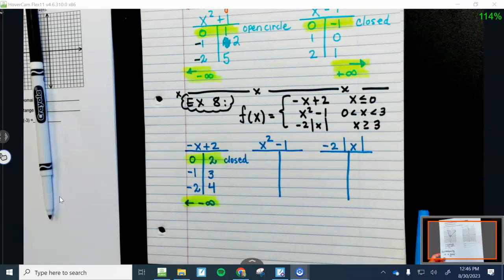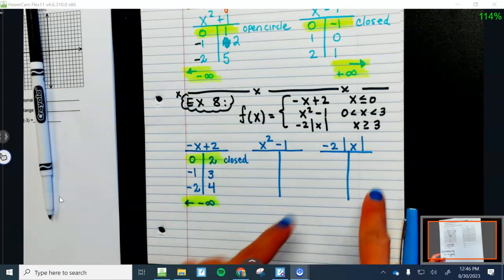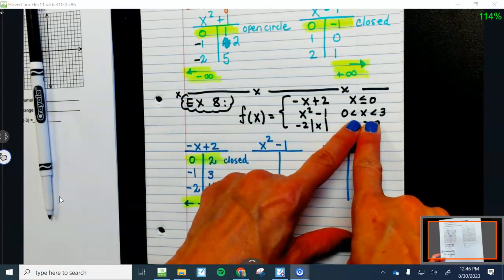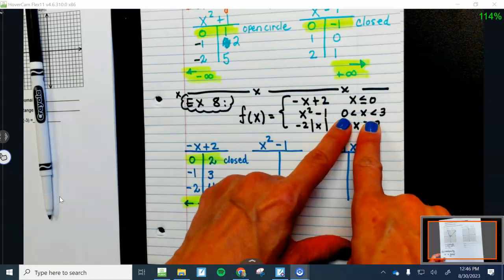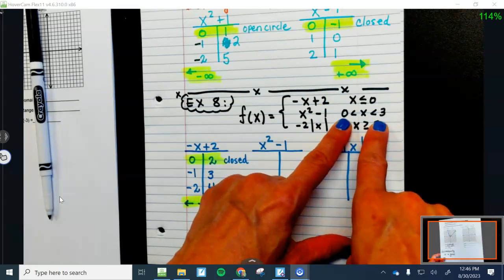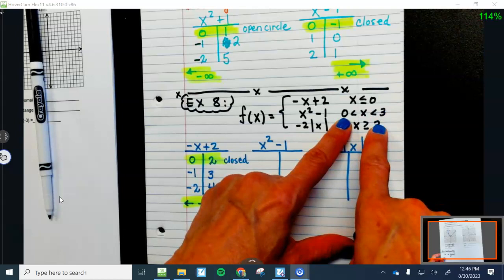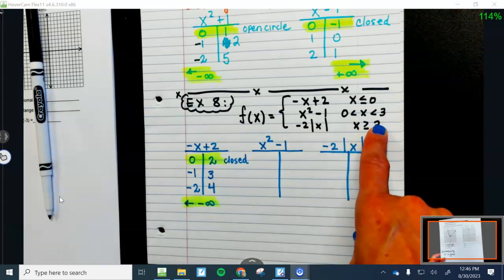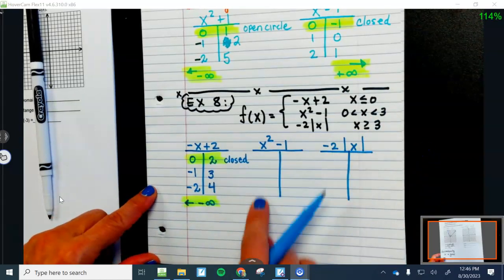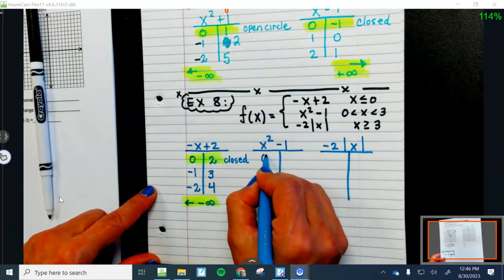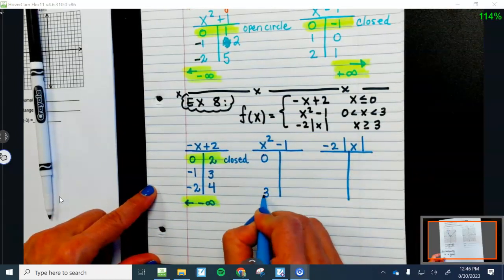Okay, so let's take a look at our parabola, guys. Our parabola has an AND statement. You have a beginning value of 0. You have an end value of 3. If you have an end value that's not infinity, you have to have that. So for this column right here, we are going to start with 0. We are going to end with 3.